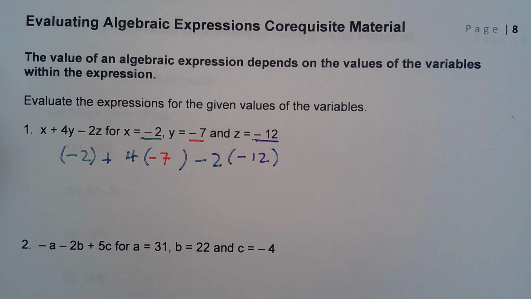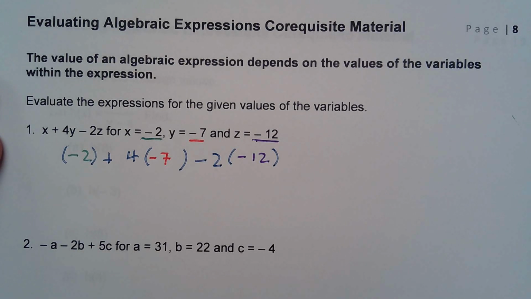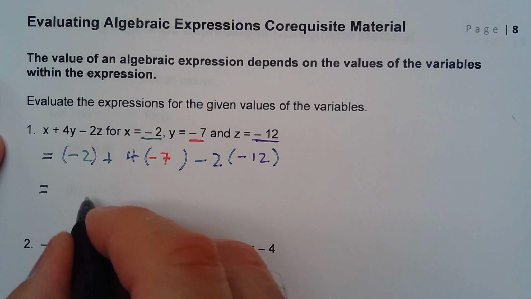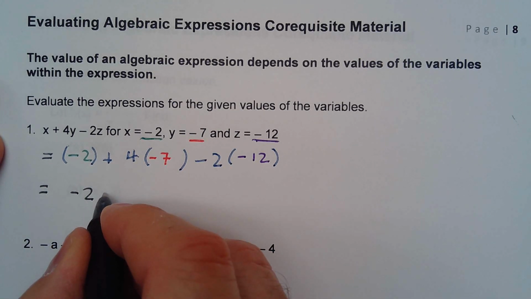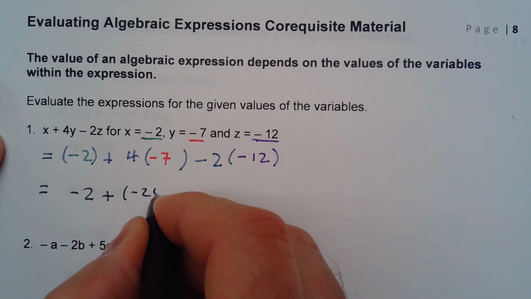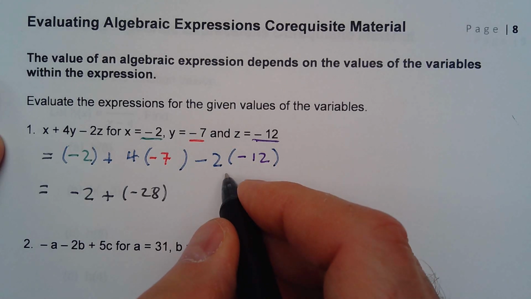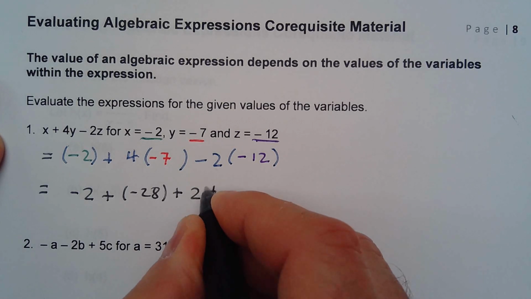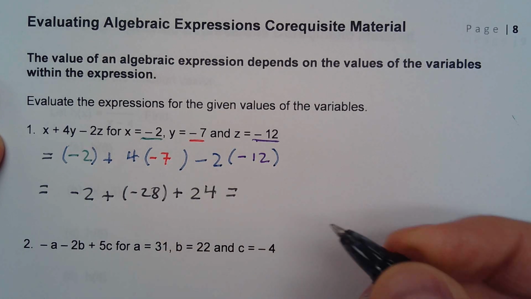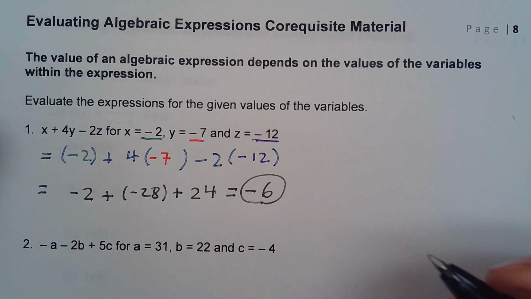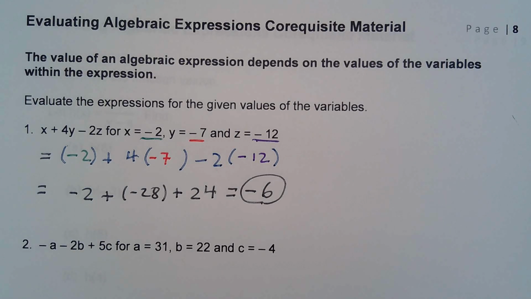And so now I just follow my order of operations. So that's -2. 4 times the -7 is -28. -2 times the -12 will be a +24. And then that's going to add up to -6. And you can do that on your calculator pretty quickly.